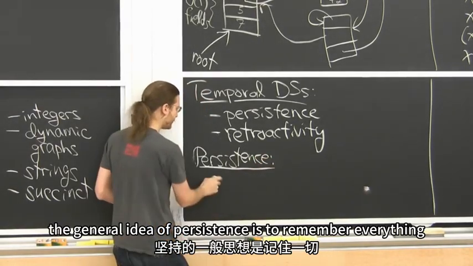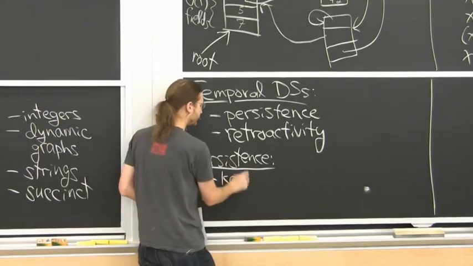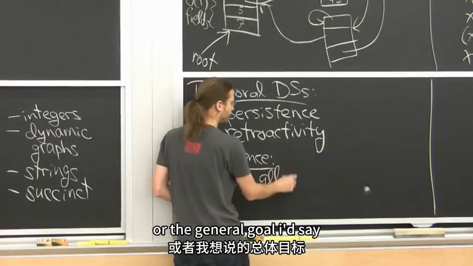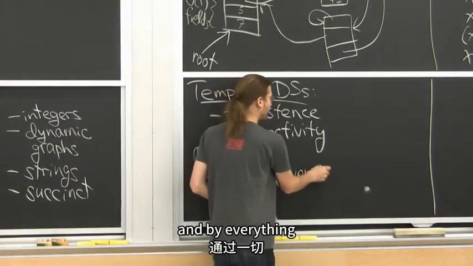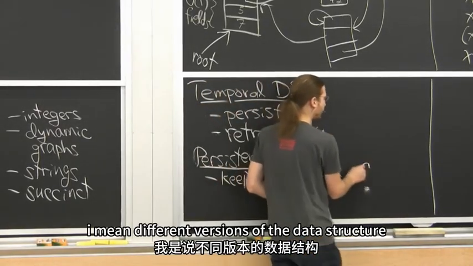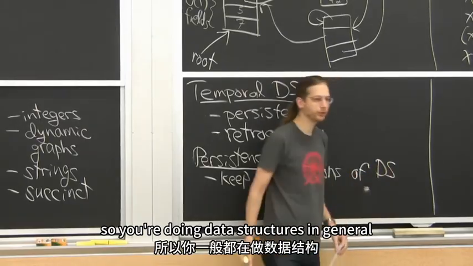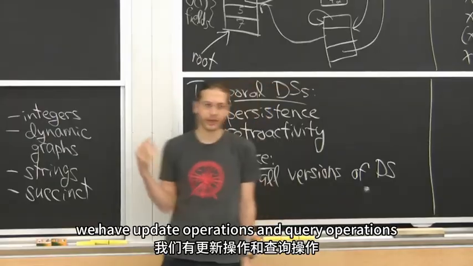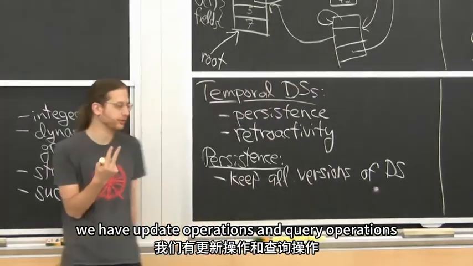The general idea of persistence is to remember everything. The general goal, I'd say. And by everything, I mean different versions of the data structure. So you're doing data structures in general. We have update operations and query operations.